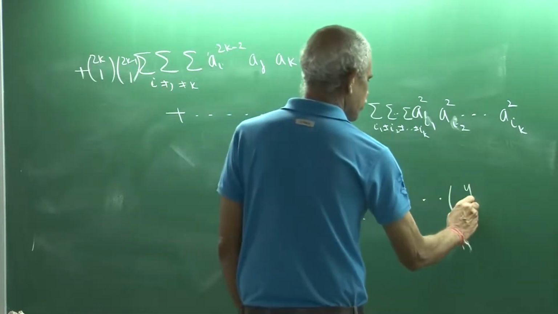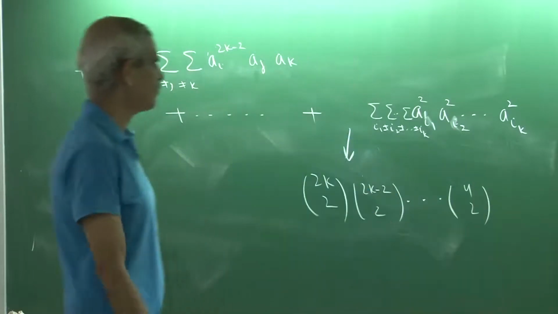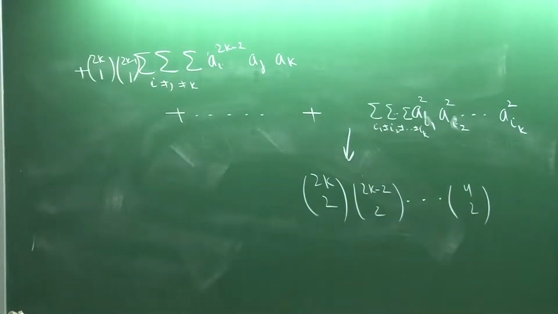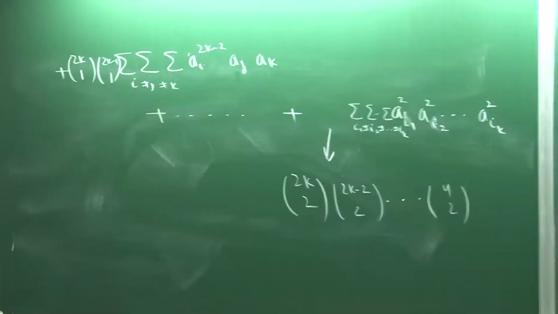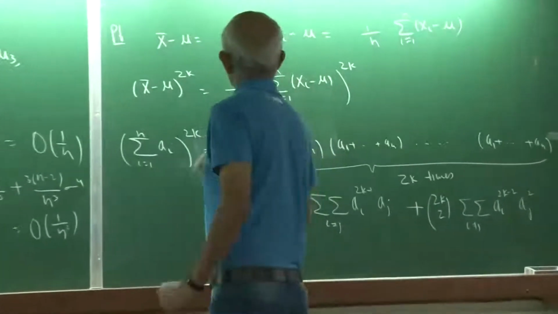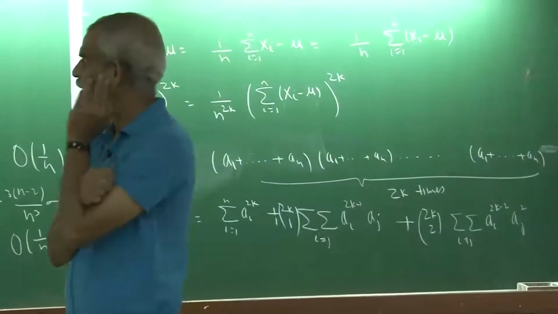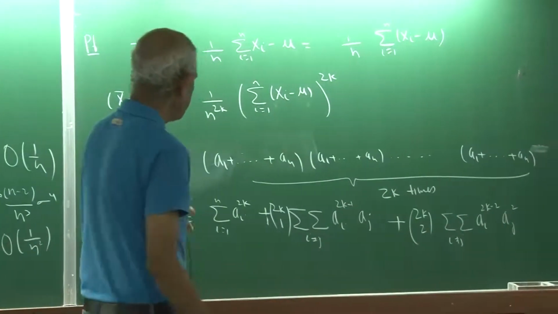Then finally 4 choose 2, and it is not 1. So this is what it is. So this would be the situation. Now note that when this happens, there will be these type of terms.